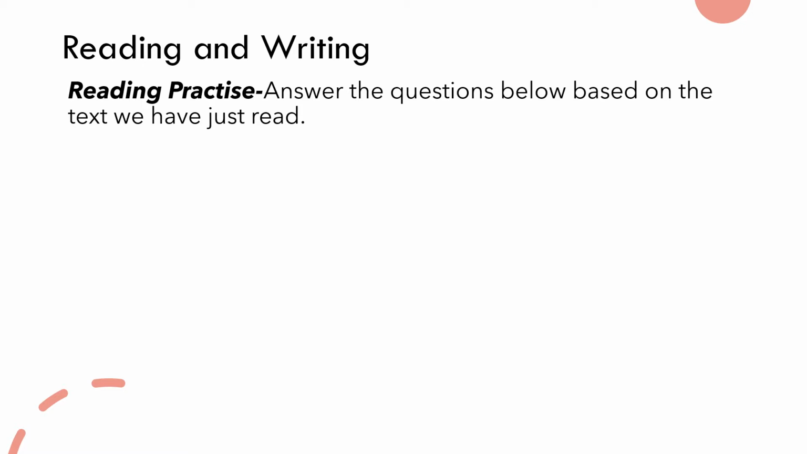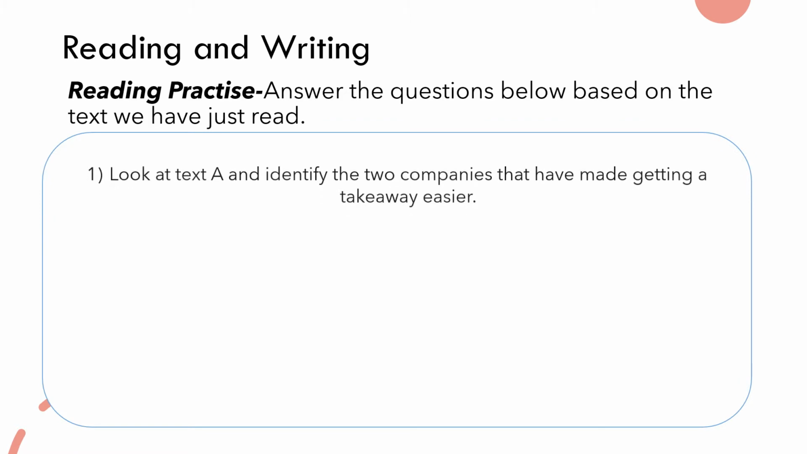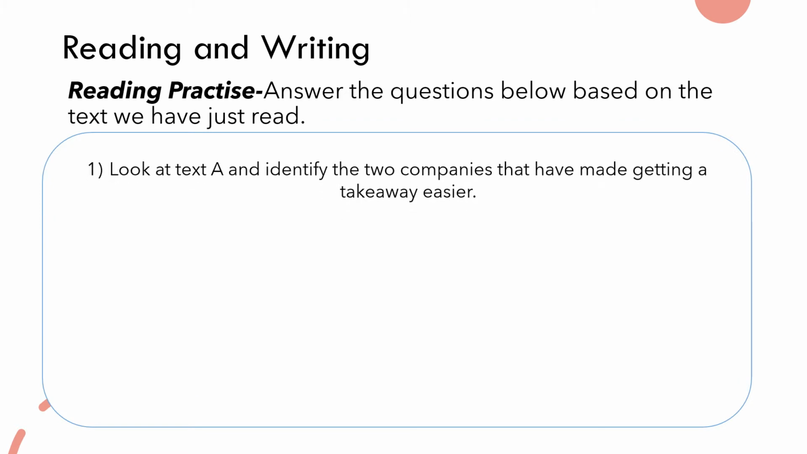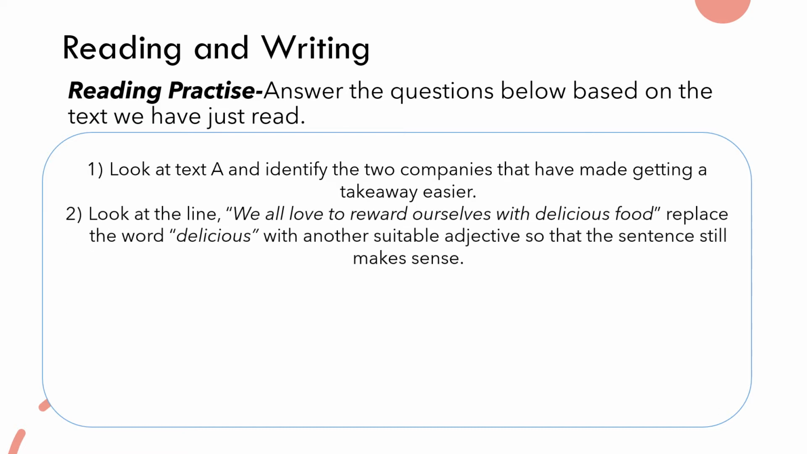Reading practice. Answer the questions below based on the text we have just read. So now what we're going to do is think about everything we've just read in the previous article, and see if we can apply that information to the key questions that are about to come up. So the first one says, look at text A and identify the two companies that have made getting a takeaway easier. Number 2, look at the line, we all love to reward ourselves with delicious food. Replace the word delicious with another suitable adjective so that the sentence still makes sense.